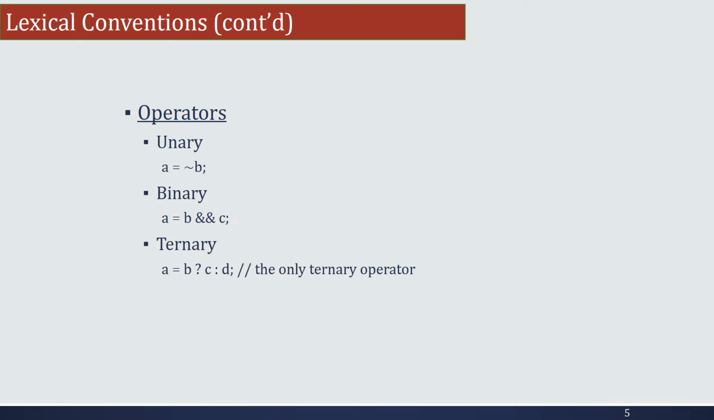The operators: there are three types of operators. One is unary operator, binary operator and ternary operator. That means in a unary operator you have only one operand. In the second case you have two operands, and in the third case you have three operands during the operation.